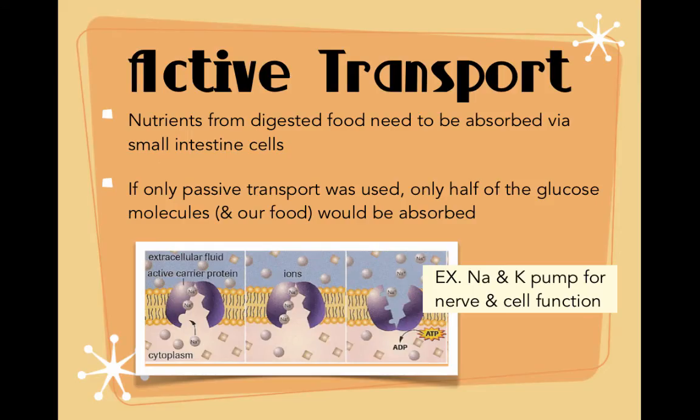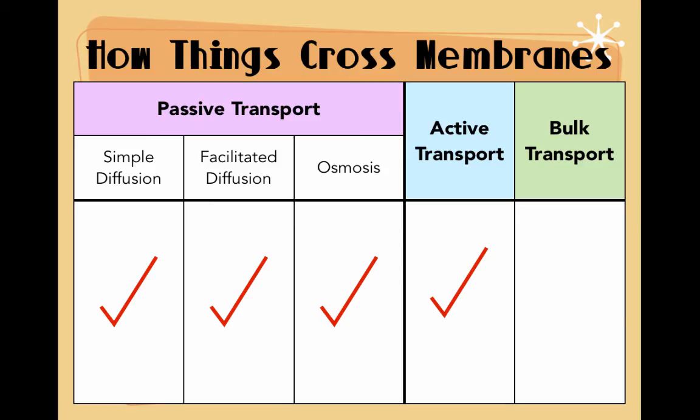With active transport, nutrients from digested food need to be absorbed through the small intestines. If there was only passive transport that was used within the cell, then only half the glucose molecules could actually be absorbed. The image below just shows an example of sodium and potassium pumps that are used for nerve and cell function that require active transport. And that is active transport.